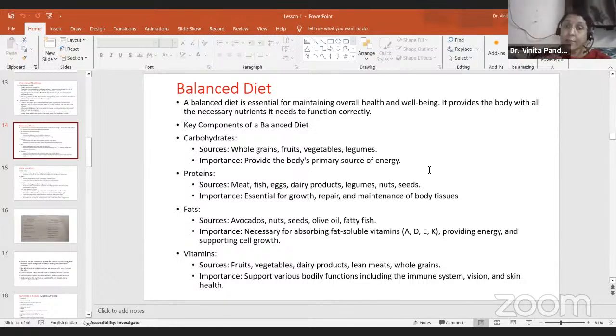And how is this right amount decided? It is decided by which stage of your life you are at. Whether you are adolescent, you are adult, what your physical activity or profession is, or whether it is a sedentary kind of lifestyle. Depending on all these factors, the quantity of carbohydrates, proteins, fats, vitamins can vary.